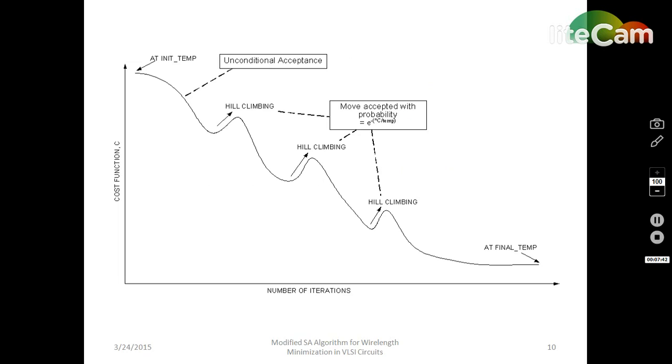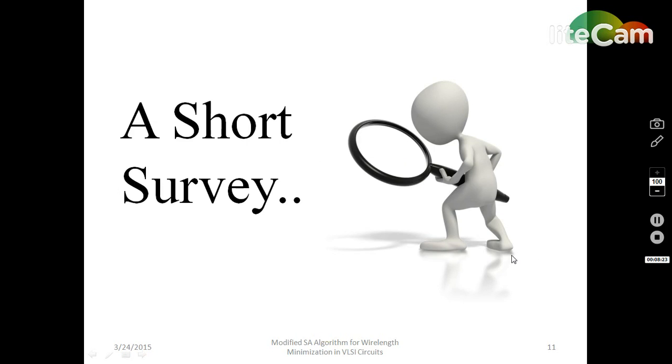So the entire simulated annealing algorithm can be explained by using this diagram. We can see that at the initial temperature, that is, at the initial iterations, there is unconditional acceptance, so every solution can be accepted as a best solution. But as the iterations go by, as the temperature decreases, there is only the acceptance probability. That is, the solutions are accepted only with a limited acceptance probability. Here it is e power minus lambda c by temperature, which is the probability for the annealing process. So at the final iteration, the worthy solution, that is, the best solution, is obtained.